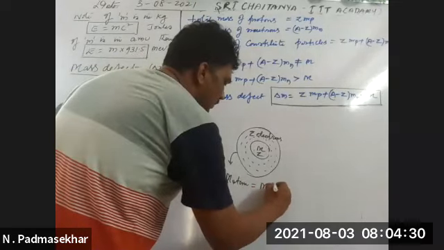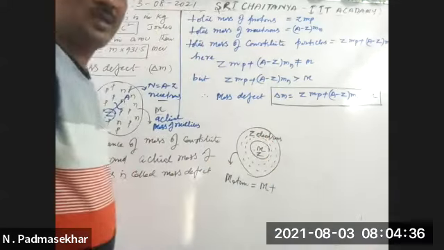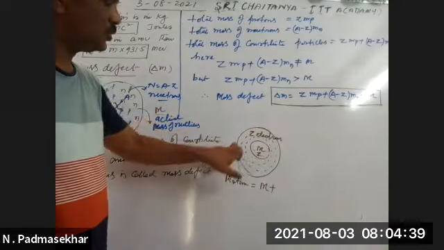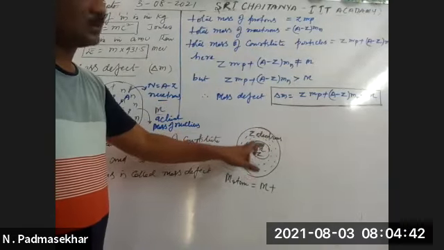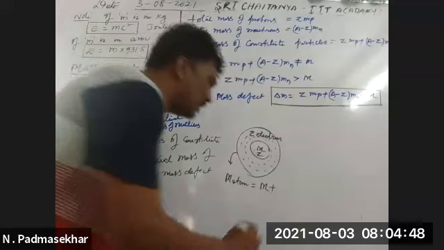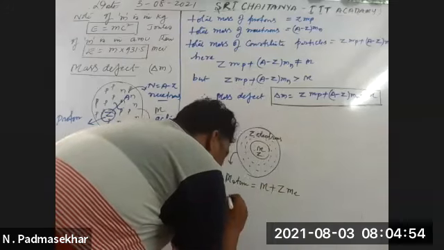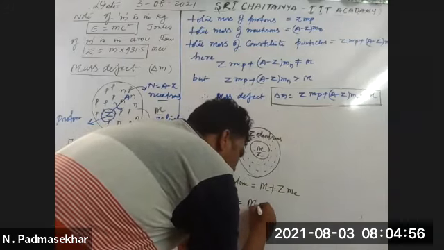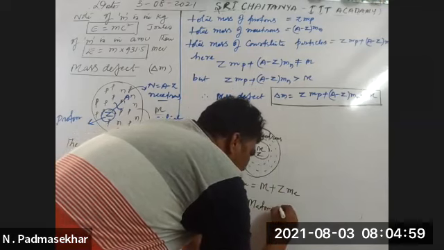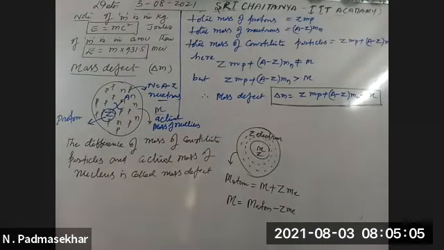The mass of the atom is equal to the mass of the nucleus plus the mass of Z electrons. How many electrons revolve around the nucleus? As many as the atomic number; if the atomic number is Z, there are Z electrons. The mass of Z electrons is ZMe. So the mass of the nucleus is equal to M atom minus ZMe.